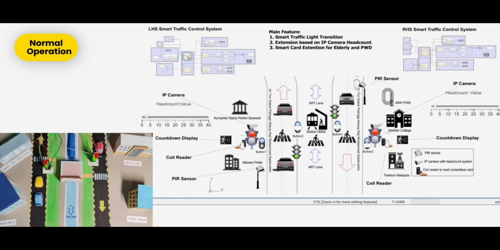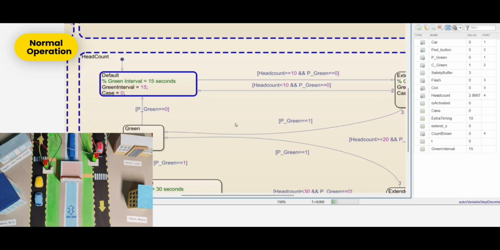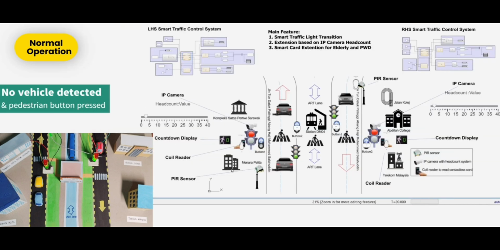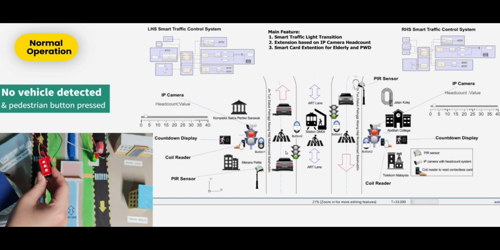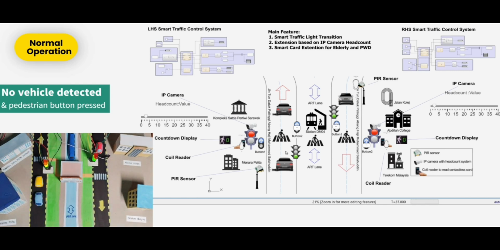In normal operation, which includes smart traffic transition, the default green interval is set to 15 seconds. In the no vehicle situation, which means the phototransistor and IR LED are placed further apart, and the pedestrian button is pressed, the pedestrian traffic light turns green after the car lane traffic light undergoes a 3-second amber to red transition. The display block located next to the pedestrian light will show the countdown starting from 15 seconds. When the green interval ends, the car traffic light will turn back to green.